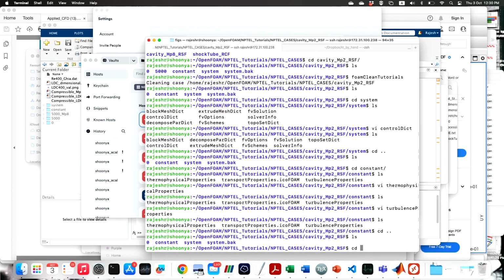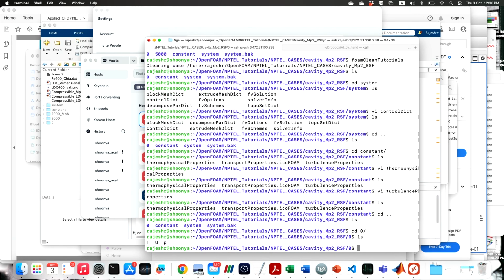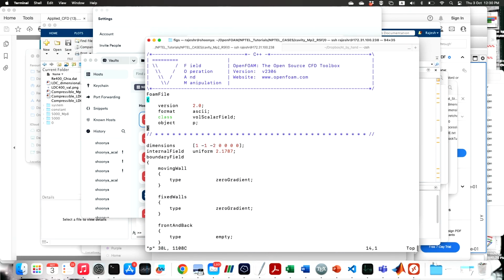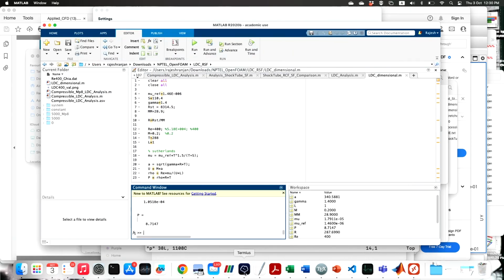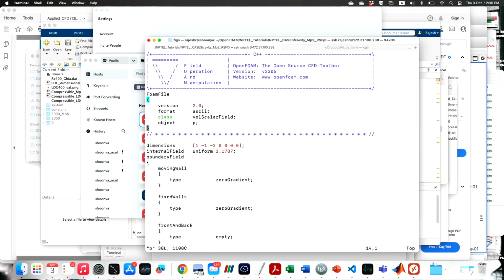Now, let us go to the initial condition and the boundary condition. You can see now we have 3, earlier we had only 2, but now we have 3: T, U and P. If you go to P, it requires the value of pressure. What is the value that you have got for pressure? 8.7147. So you go there and change this 8.71 value to 8.7147.